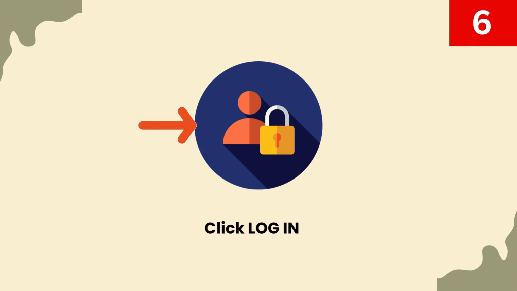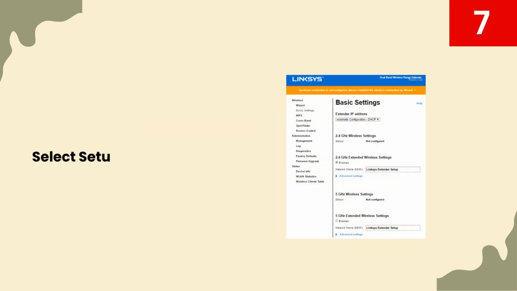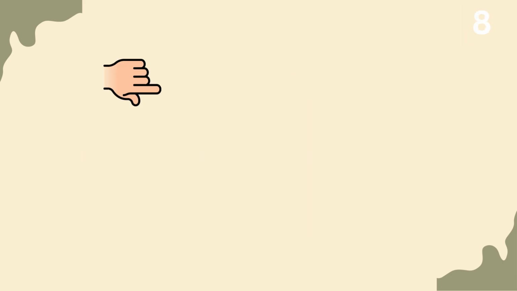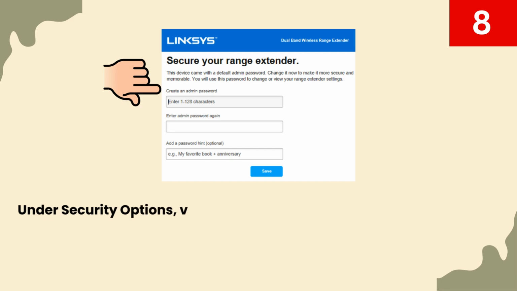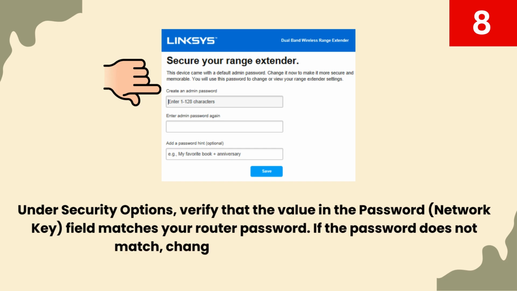6. Click Login. 7. Select Setup Wireless Settings. 8. Under Security Options, verify that the value in the password, network key, field matches your router password. If the password does not match, change it to your router password.